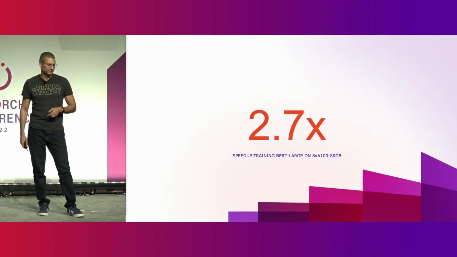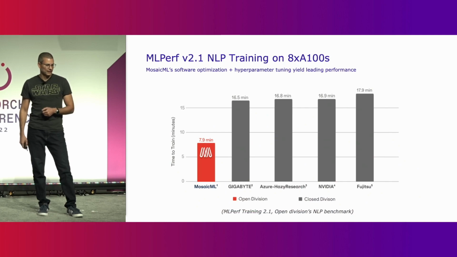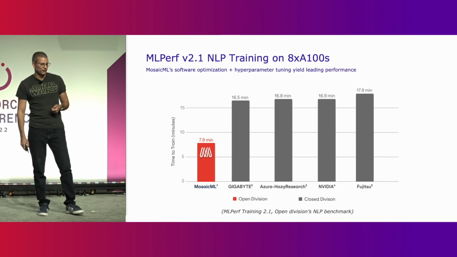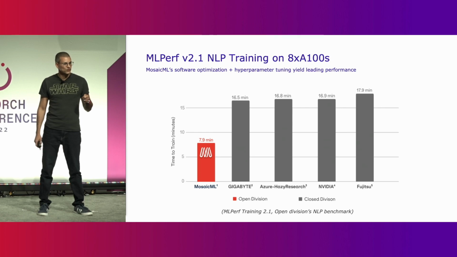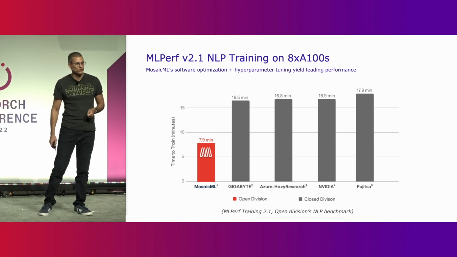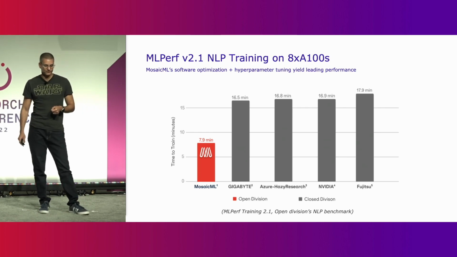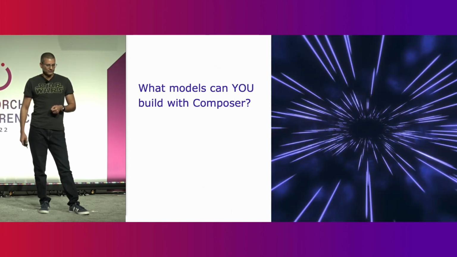Moving to NLP, applying Composer optimization sped up BERT large training by 2.7x, again on 8 A100 GPUs. And again, this result was also submitted to MLPerf and was actually faster than all other BERT large submissions on 8 A100 GPUs. In fact, it was more than 2 times faster than the second best result. So these results are impressive, and just think about how quickly you can iterate on exploring new models, new ideas by using Composer.